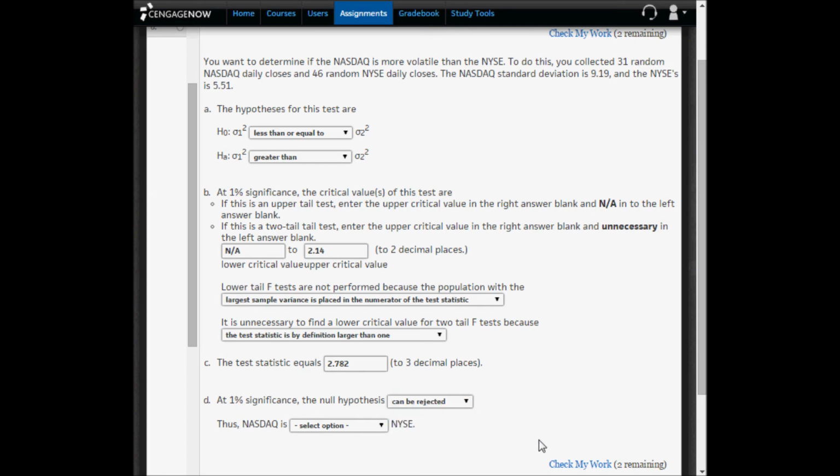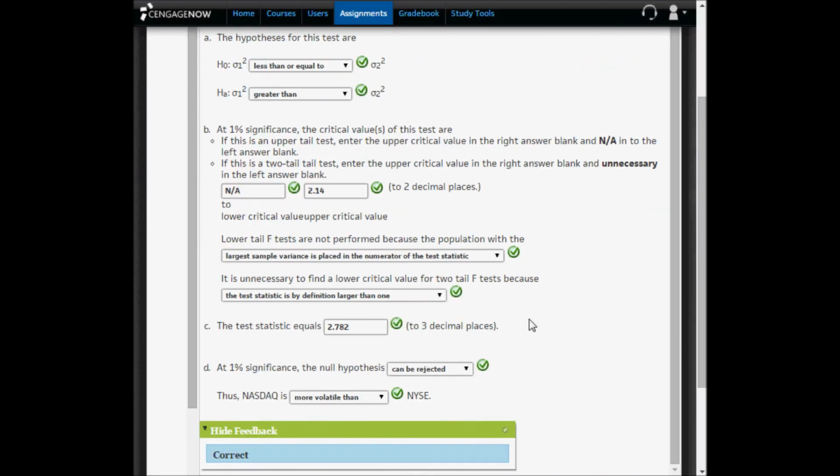So what does that say? We can actually say the NASDAQ is more volatile because we can reject the null outright. NASDAQ is more volatile than New York Stock Exchange. Check my work and we should get 100%. And we do.